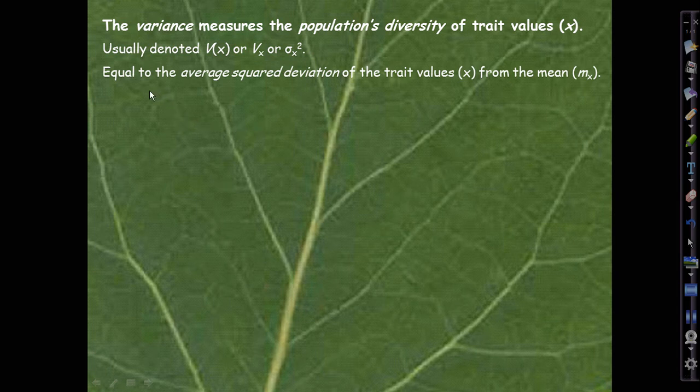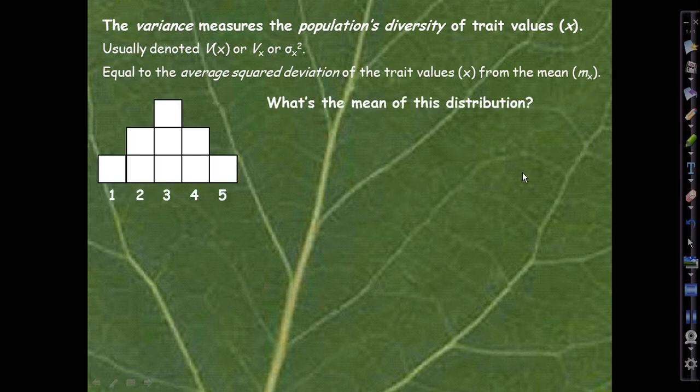And what is the variance? As we've mentioned before, it's the average squared deviation of the trait values in their units of X, whatever those are, from the mean for a given population or sample from a population, and we'll sometimes denote the mean as M sub X, the mean of X. So what's the mean of this distribution?